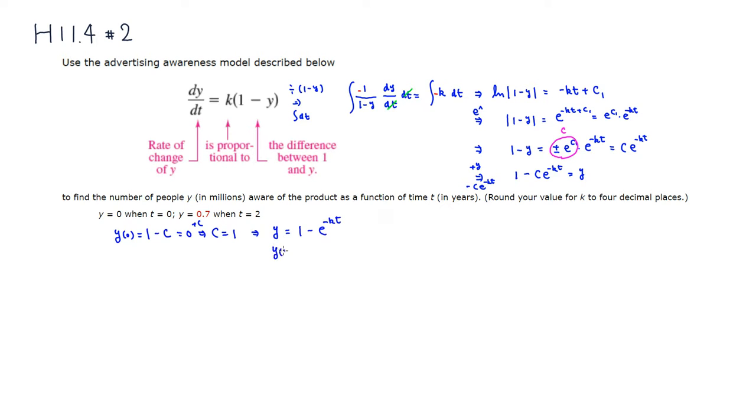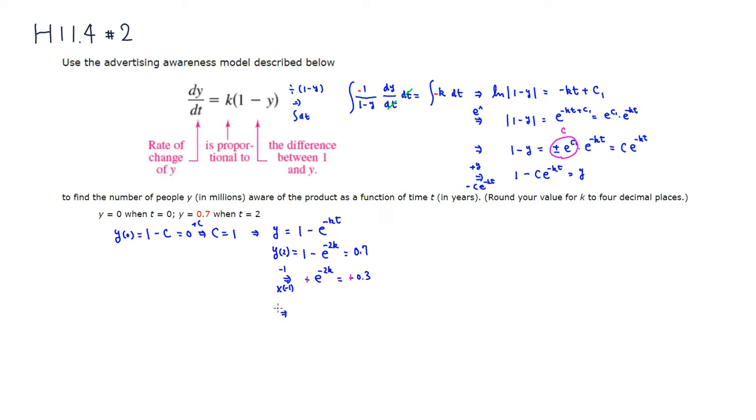So y of 2, when t equals 2, is 1 minus e to the negative 2k, and this is equal to 0.7. We can solve this. First subtract 1. You get negative e to the negative 2k equal to negative 0.3. Then multiply by negative 1, so that this turns into a positive here and a positive there.